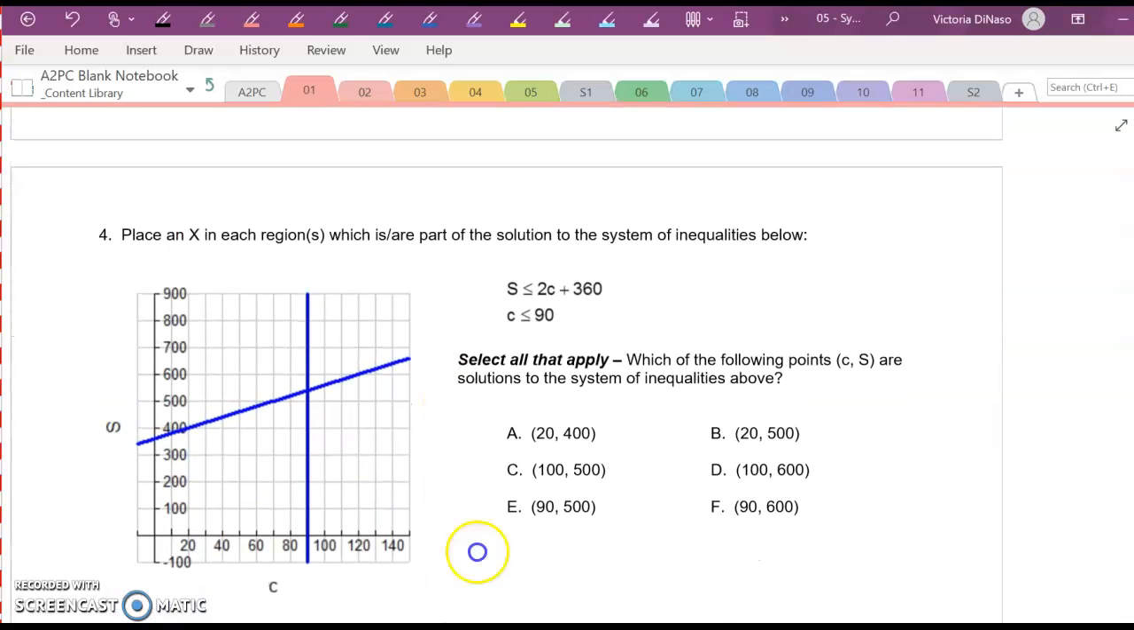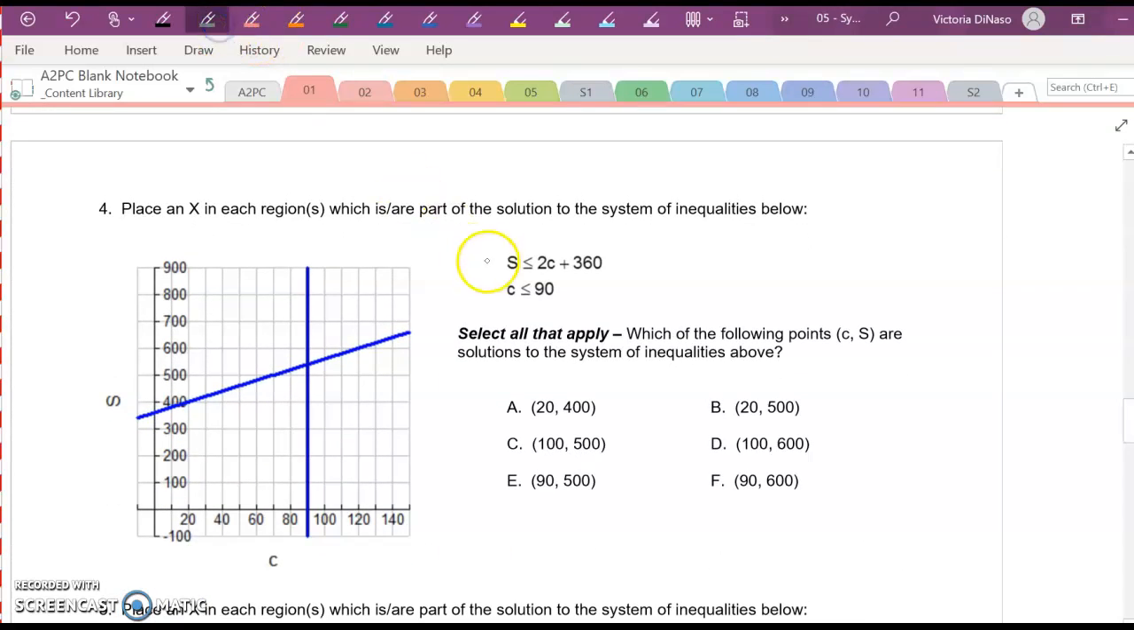For number 4, we're going to go ahead and place an X in the shaded region. So we have line A, line B. Let's go ahead and figure out which line is which. The easiest one to do is this top one, because I have a slope and a y-intercept at 360. But more importantly, we have that slope of 2. So I know that we have a full-on line right here. This has to be letter A. C is less than or equal to 90. C goes with my x-axis. So since C is with the x-axis, we should have a vertical line going through the x-axis at 90, which we do, which makes this letter B.